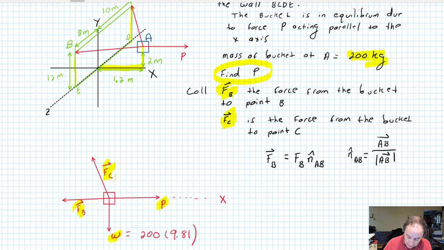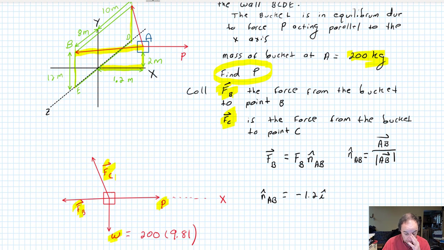So the unit vector for AB is first the vector AB. In the x direction, when you go from A towards B, you are moving in the x direction a negative 1.2 meters. I'm going to not put the units on here. We know everything's in meters. Okay, so minus 1.2 i.